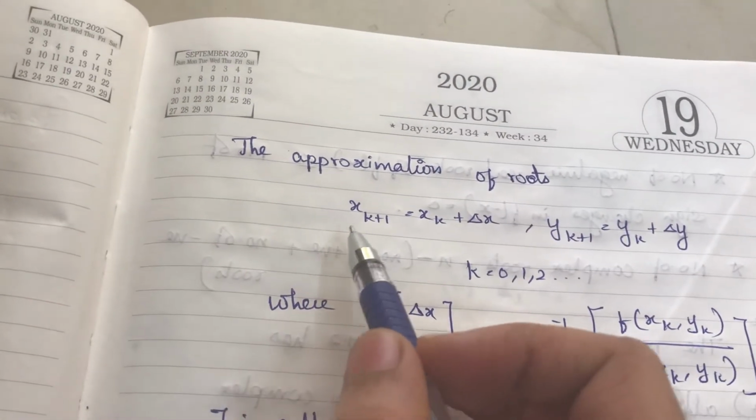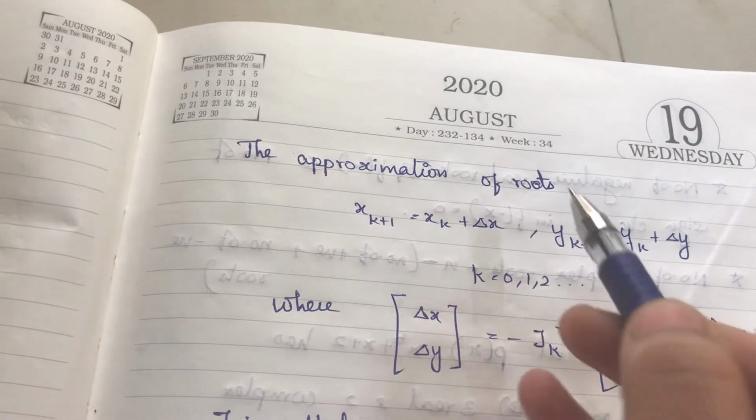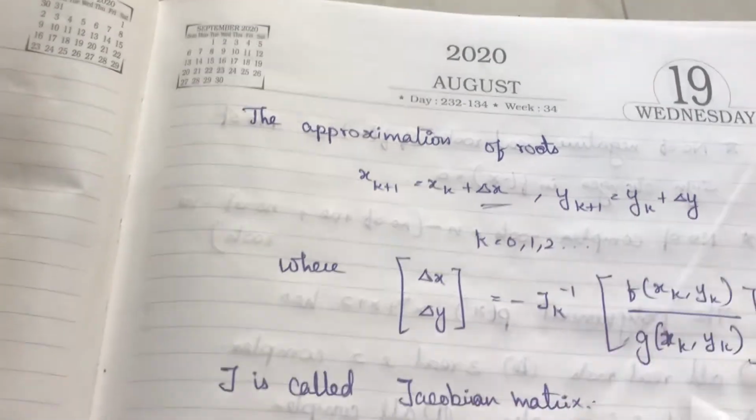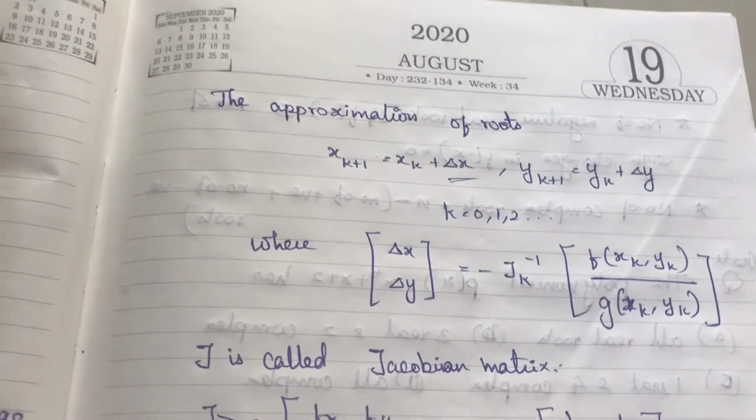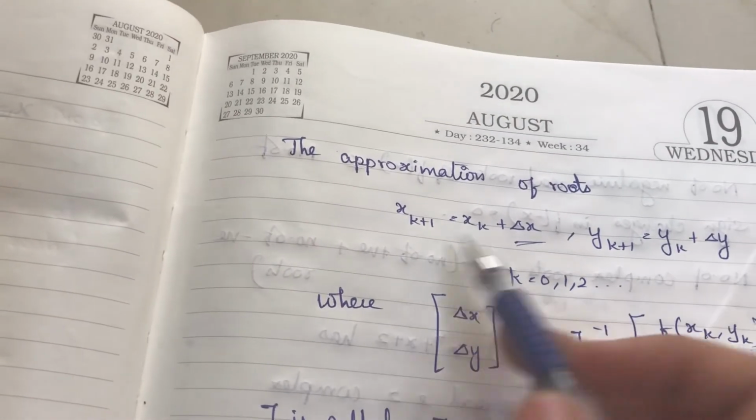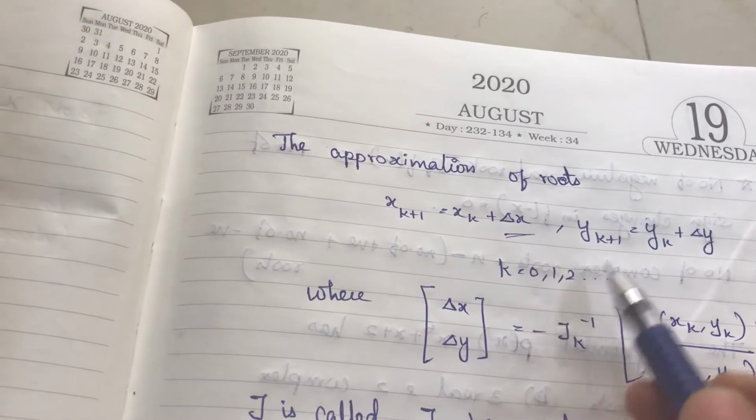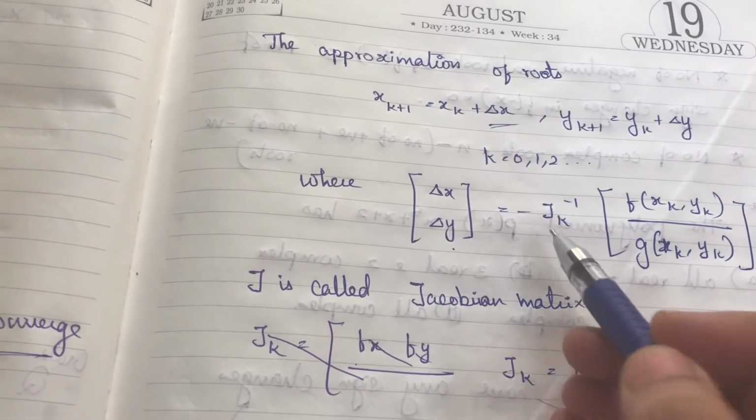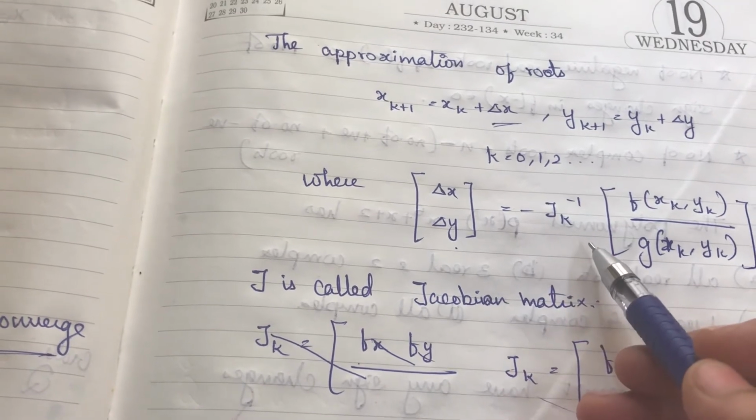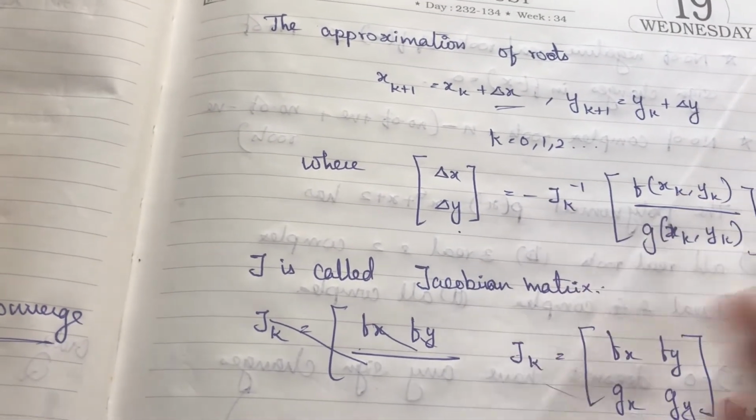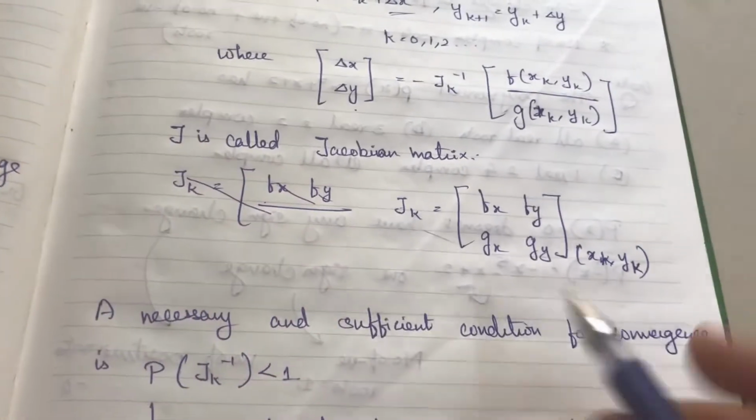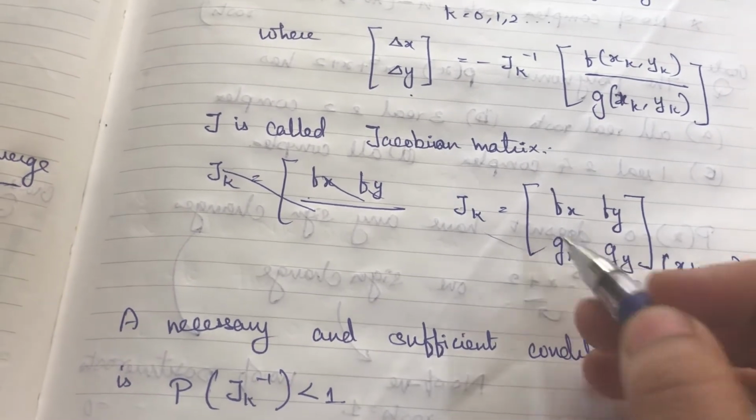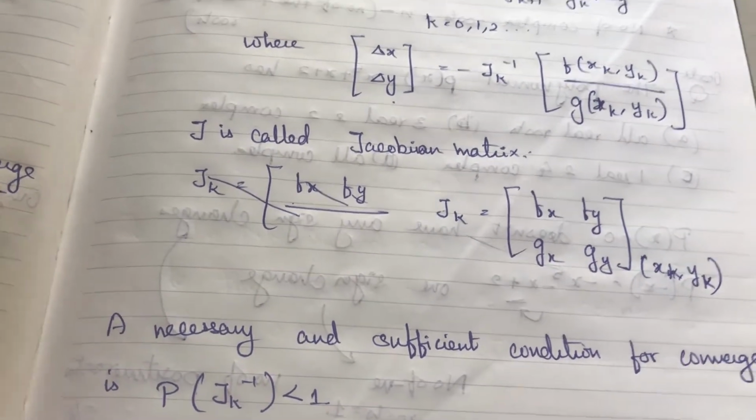So they have given one thing here, xk plus 1 which is equal to xk plus del x. So this is the change in x. This is x k plus 1 and this is x k, where k is equal to 0, 1, 2, and it will go on. Where del x, del y we can easily find by minus Jacobian inverse. So we need to find the Jacobian here. For this the formula will be with respect to x, with respect to y, with respect to x, with respect to y. Both f and g functions, right?